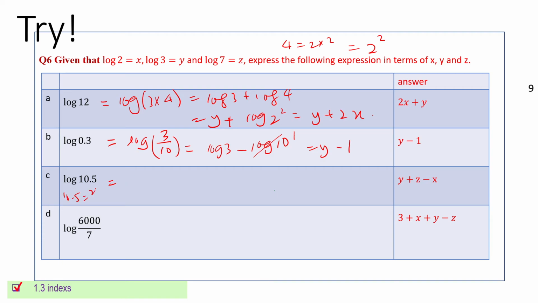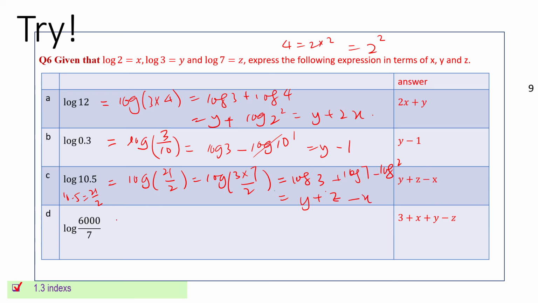Actually, 10.5 is 21 over 2. So I'm going to have log 21 over 2. So I have log 3 times 7 divided by 2. Then 3 actually is y. So this one we can separate into log 3 plus log 7 minus log 2. So I have my y plus z minus x.